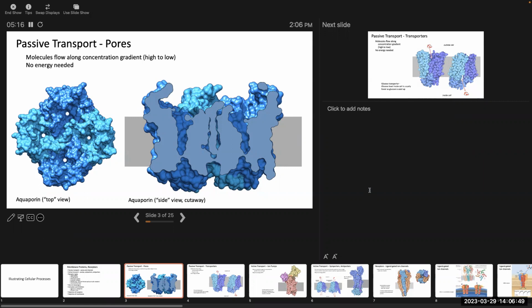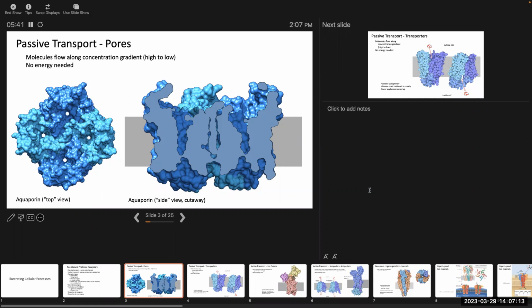So here's one example. This is a protein called aquaporin. On the left, you're looking at what I've called a top view, in quotes, meaning the extracellular view. It's as if you're outside the cell looking down on this protein as it's embedded in the cell membrane. And then on the right-hand side, you see essentially a side view, a cutaway view of the aquaporin molecule.